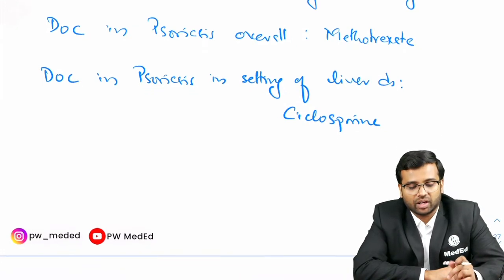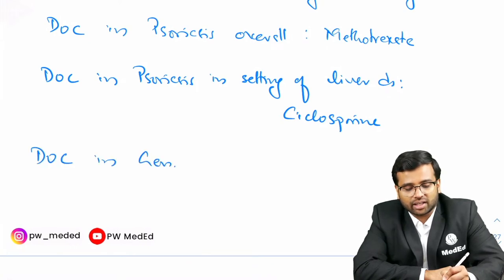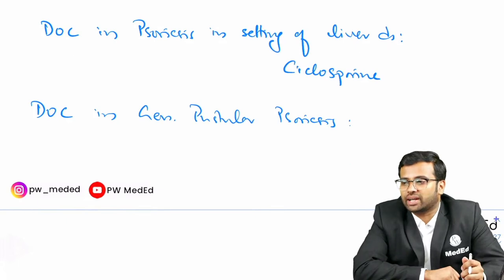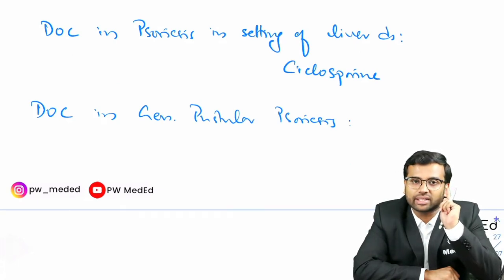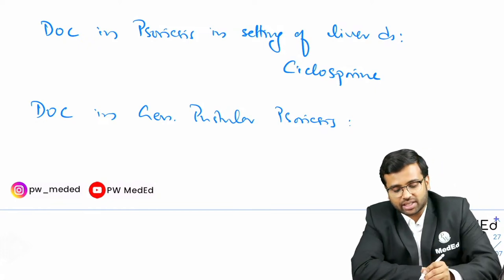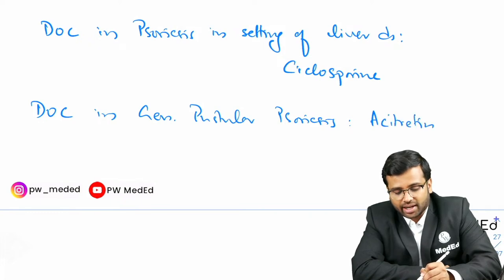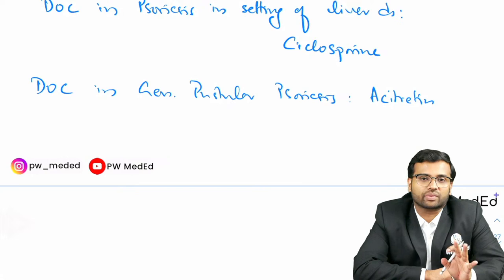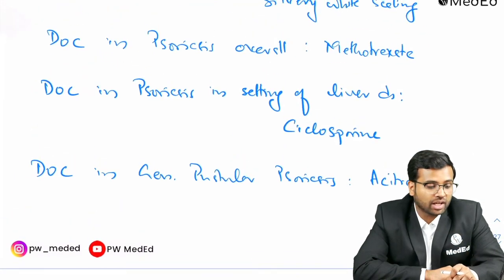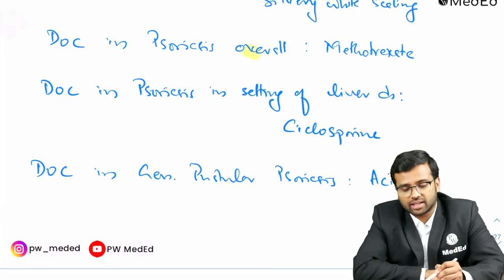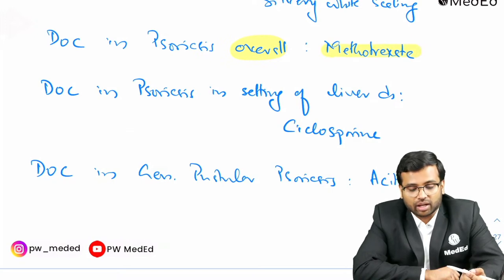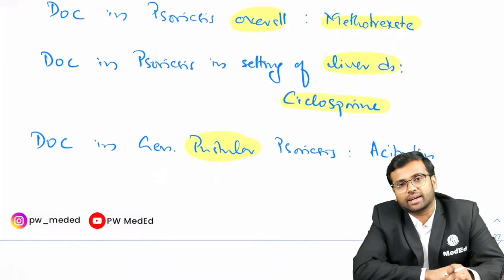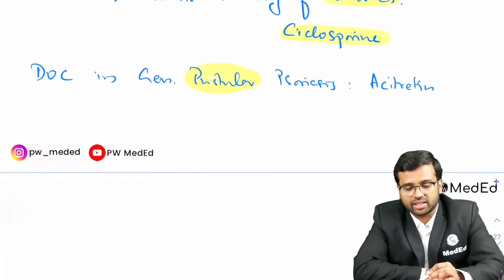Now, what is the drug of choice in generalized pustular psoriasis? In this case, when there are pustules instead of a plaque lesion, the drug of choice is going to be acitretin. I hope this is clear to all of you. The treatment part of psoriasis is very important. That is the reason why I have been emphasizing all these points. So please remember, overall in psoriasis, it is going to be methotrexate. Whereas when it comes to a liver disease, always go for cyclosporin. Whereas in the case of pustular psoriasis, the drug of choice is going to be acitretin.